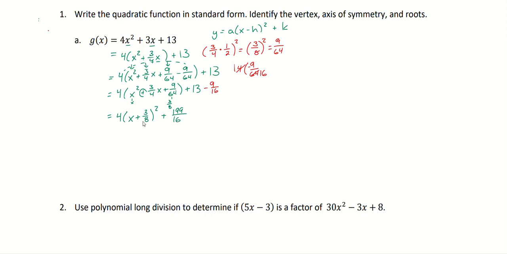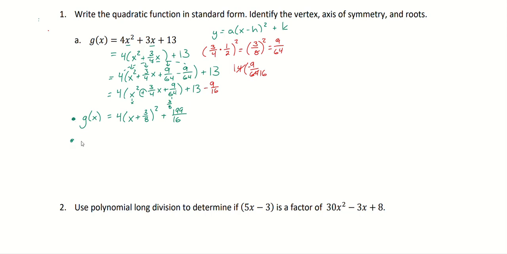Okay, we have the bulk of our work done at this point. In this form, at this point, I'm in my standard form. So I'm going to go ahead and just say, check it out. Here's g of x in my standard form. That's one part of this problem.